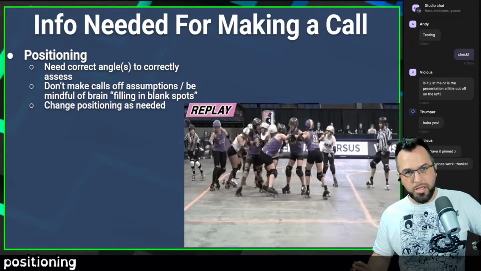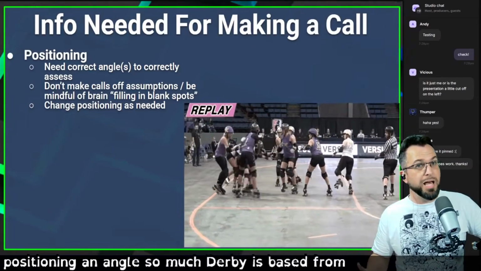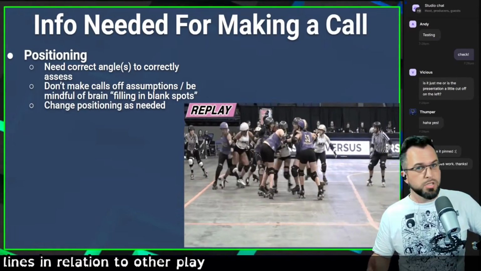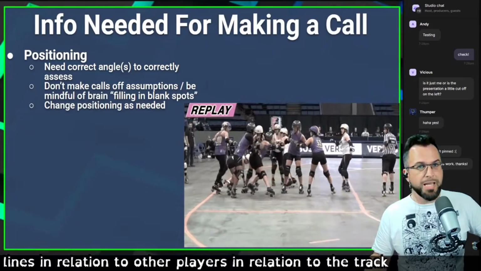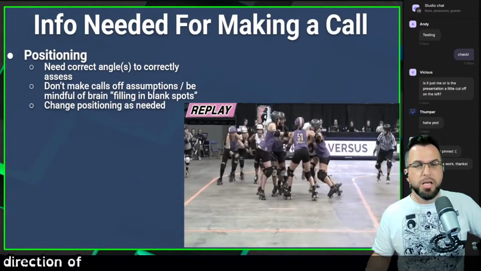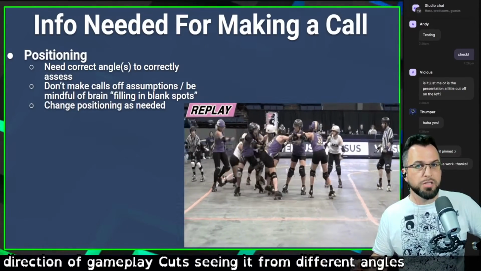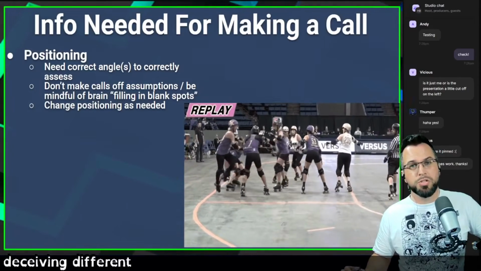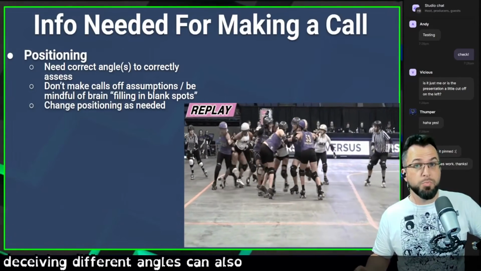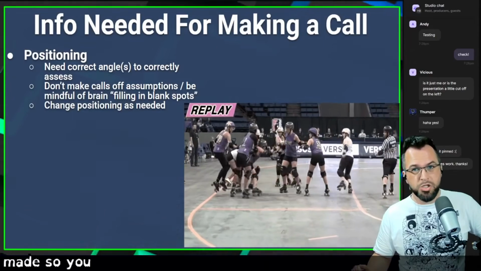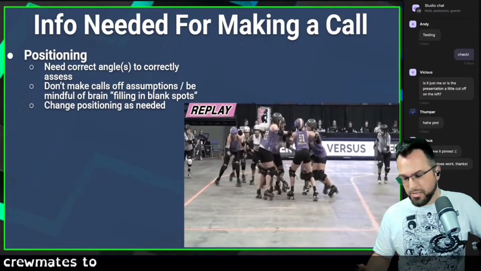So much of Derby is based from seeing distinct lines in relation to other players, in relation to the track, passing hips, direction of gameplay, cuts. Seeing it from different angles can be deceiving. Different angles can also skew seeing where contact was made. So you always want to make sure that you're checking in with crewmates to piece things together.